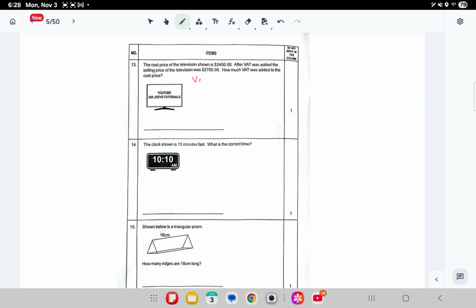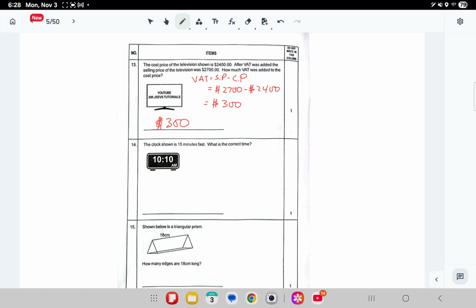To calculate the VAT in this case, it will be the selling price take away the cost price, because we know the selling price would include the amount of VAT that was added already to it. So that would be $2,700 take away $2,400, which will give us a total of $300. So $300 VAT.